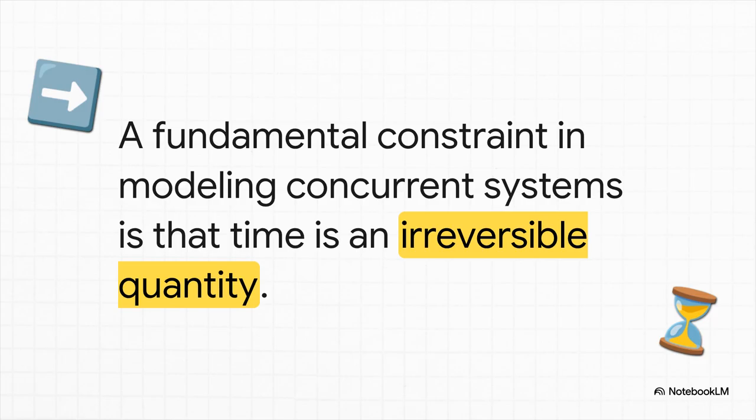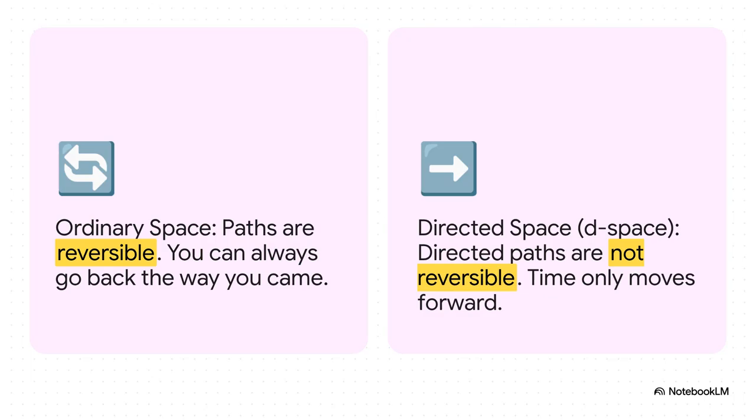This fundamental law, the forward arrow of time, has to be built right into the geometry of our map. A normal map won't work. And this creates a huge difference. On a normal map, if you can walk from point A to point B, you can always walk back from B to A. But in this special directed space for code, all the paths only flow one way, forward. It's like the map has a built-in current that you just can't swim against.